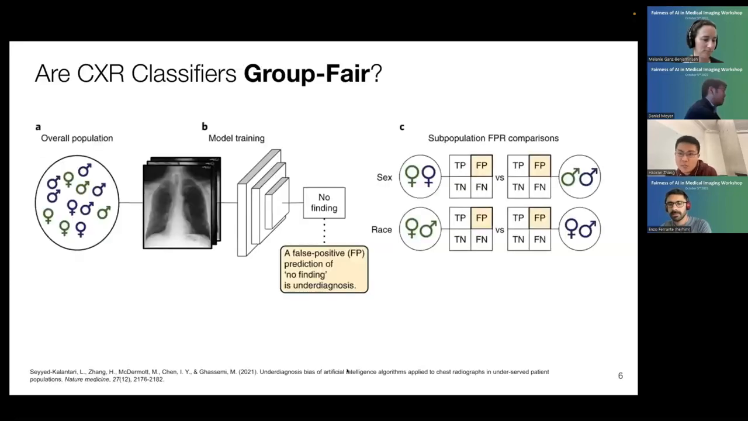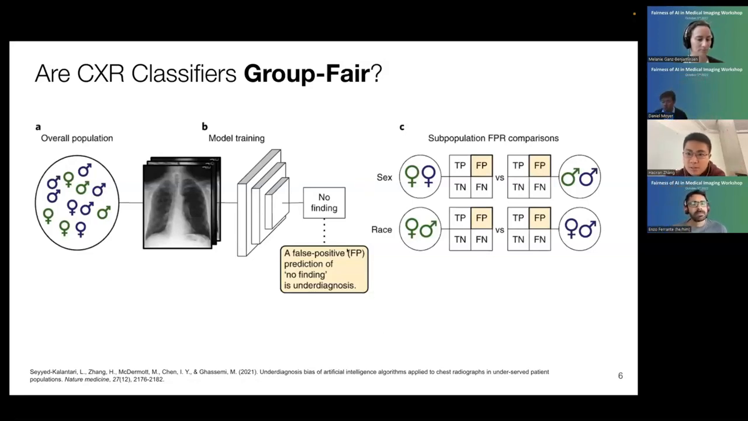Okay, so first, the question is, are existing X-ray classifiers group fair? This is what we studied in our initial Nature Medicine paper, which was covered in the introduction, so I'll go fairly quickly through it. We use MIMIC-CXR, which has about 300,000 chest X-ray images from a hospital in Boston. We use a deep CNN to classify no finding. Here, no finding means the absence of any pathology. Specifically, we're interested in the false positive rate. A false positive for no finding means that we predict someone has no finding when they do have a finding. That's bad because they could have missed treatments, for example. So we do not want that.